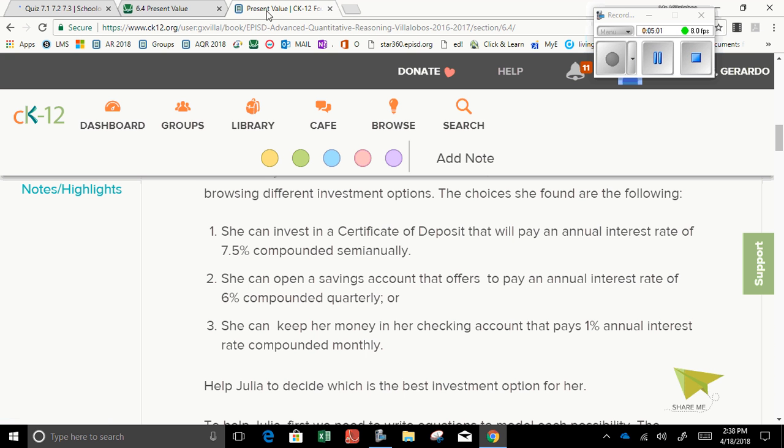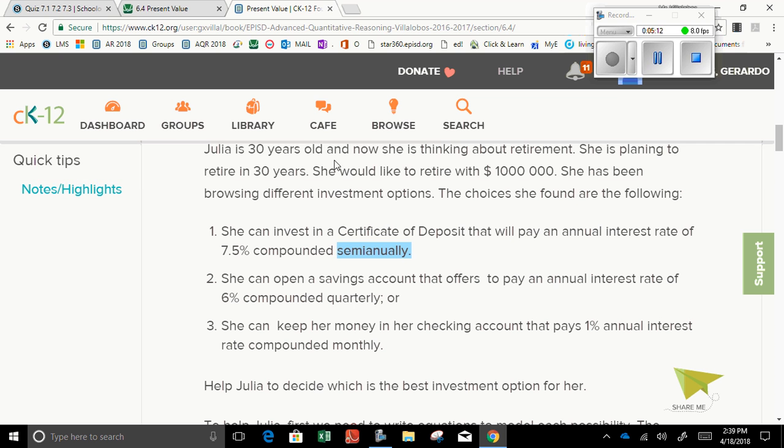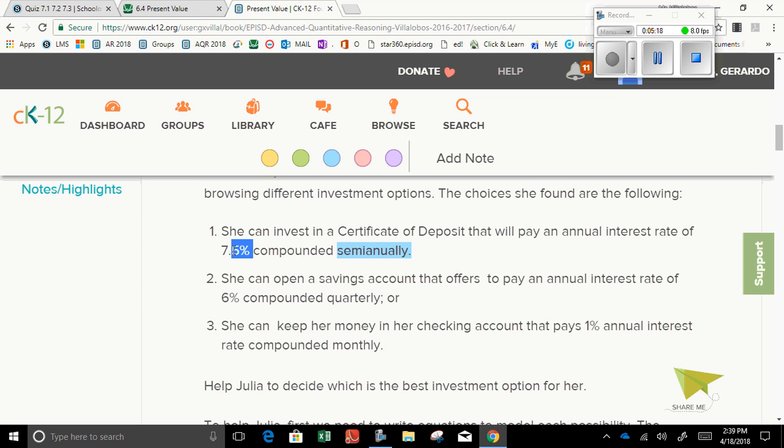I lost it. Here it is. Okay. She can invest in a certificate of deposit that will pay an annual rate of 7.5% compounded semi-annually. So that means semi-annually means that n is 2. So I'm going to get this and divide it by 2.